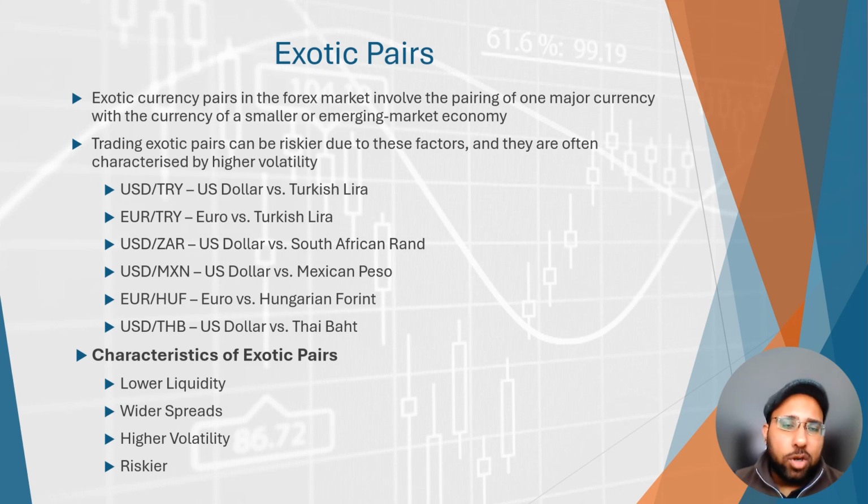Okay, a lot of the exotics will be influenced by political, economic, as well as social conditions within the emerging market country. So it can make it that bit more unpredictable. Okay, so I've got just a handful of exotic pairs. There are more out there, so we'll just go into them one by one and just understand what could potentially move them.